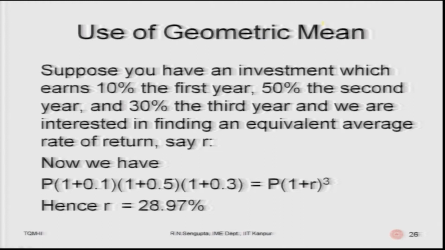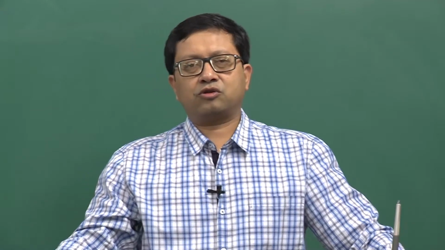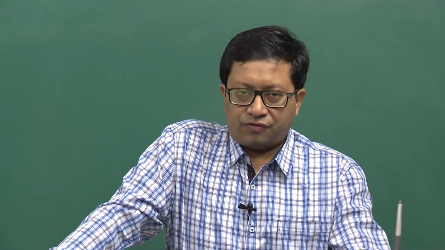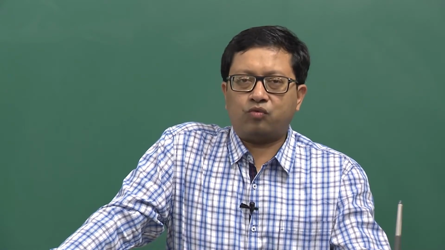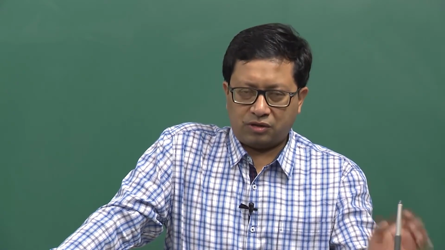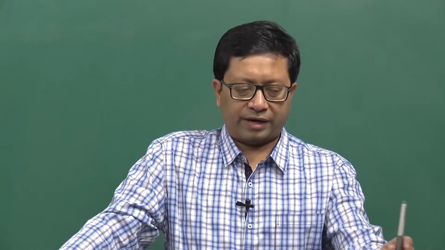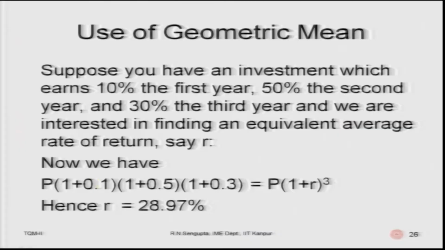For the geometric mean, suppose you have an investment which earns 10% in the first year, 50% in the second year, 30% in the third year, and we are interested in finding an equivalent average return R. So, if P is the principal amount, the total amount of money which you get back after the first year, considering the interest rate is 0.1, would be P into 1 plus 0.1. That is 1 plus 0.1 in the bracket as shown here, where I am just hovering.